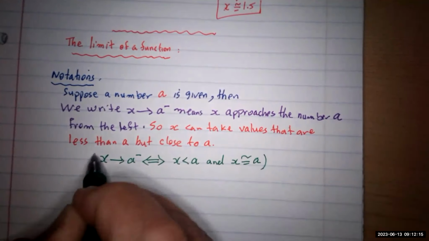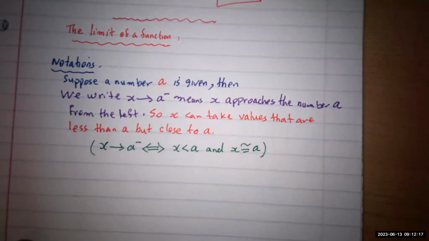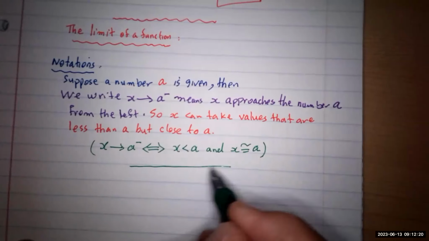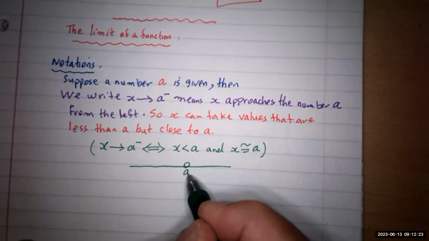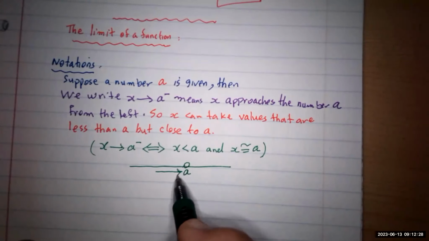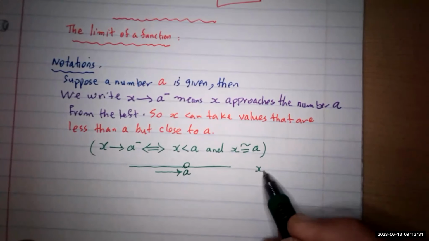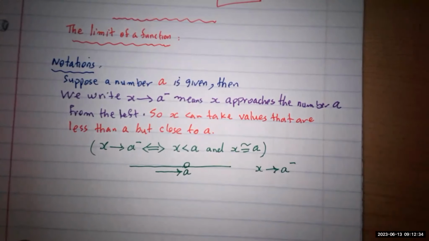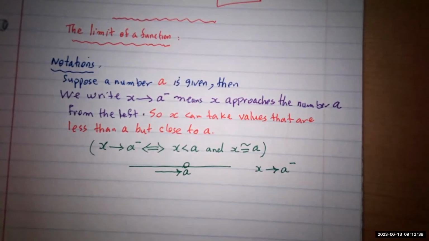So this is what we have. Basically, this is the number line and this is the number a. We don't focus on a, so you go from this direction. This direction means x goes to a negative. Any question? So we're using this notation from now on. x goes to a negative means you estimate a by the values that are less than a. We don't care about a, because we estimate it. We are not interested in the exact value.